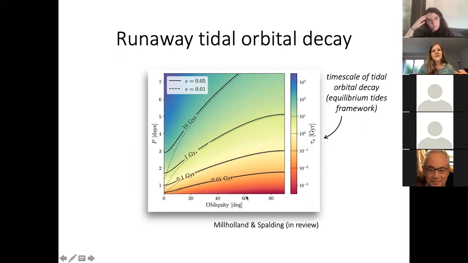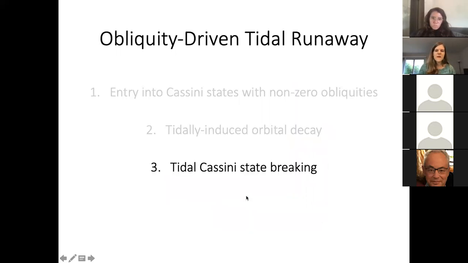And so this begins kind of a runaway orbital decay process. This process wouldn't work if the orbital decay just continued at a runaway rate indefinitely, because the USP would crash into its star and then we wouldn't see it today. So something has to stall this orbital decay, and this is Cassini state breaking.